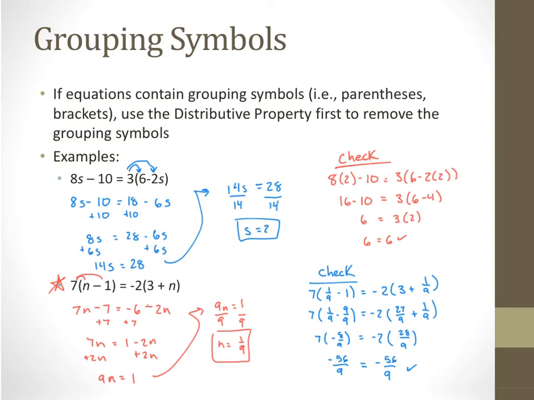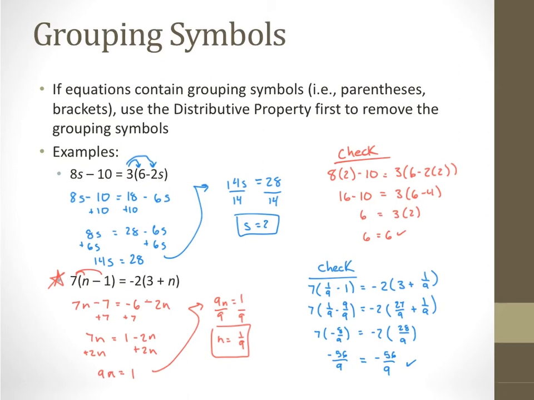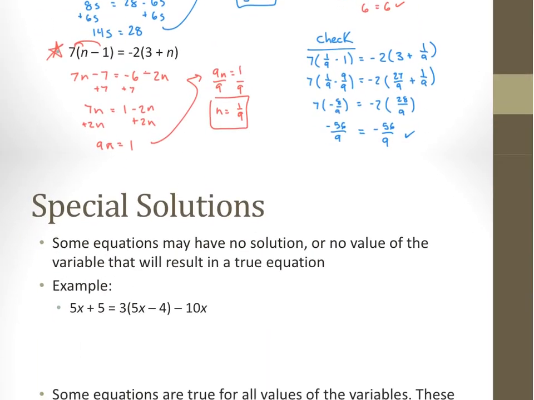Okay, here are the answers. As you can see, both check out. So s does equal 2 and n equals 1/9. On that bottom problem, don't be afraid of fractions. You know how to handle them. Just go through it and double check. If ever you doubt yourself, check for small math errors.